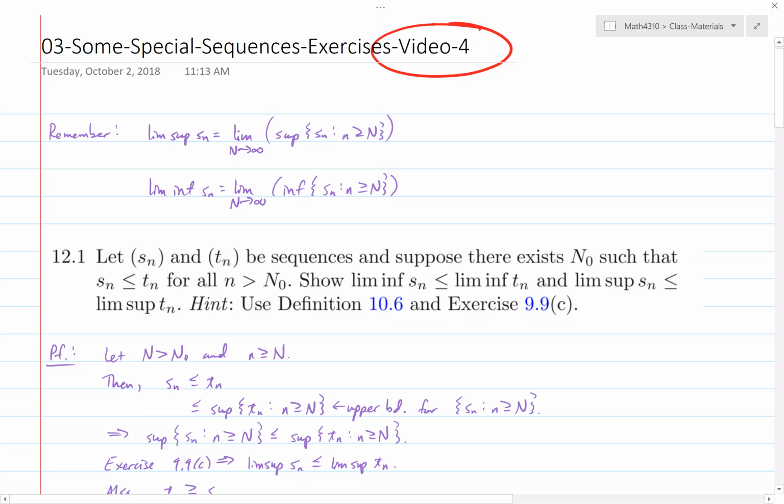Welcome to this fourth video from this Lecture 3 series where we're just going over some problems from the lecture notes that we didn't have a whole lot of time to cover in great detail in class. This is a set of notes that's focused a lot on just these basic definitions of lim sup and lim inf.